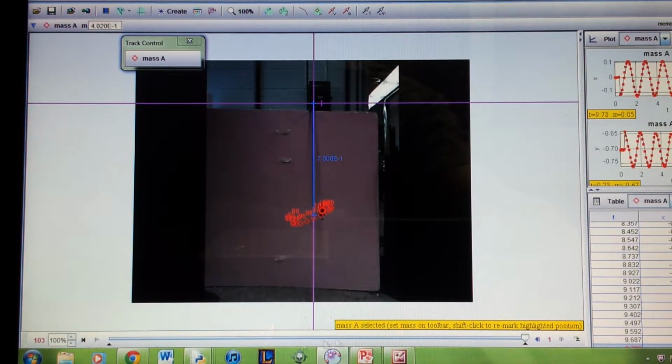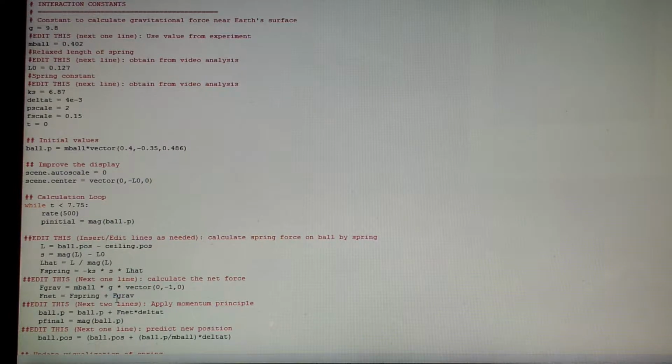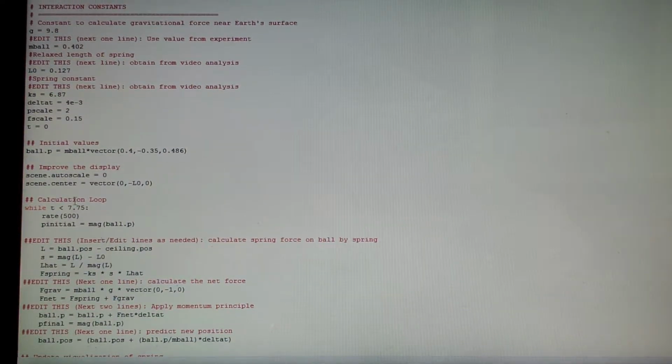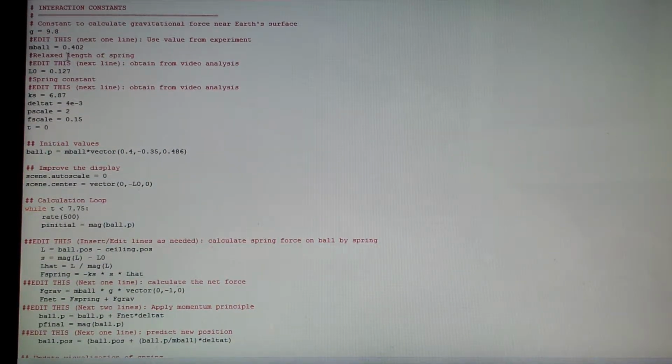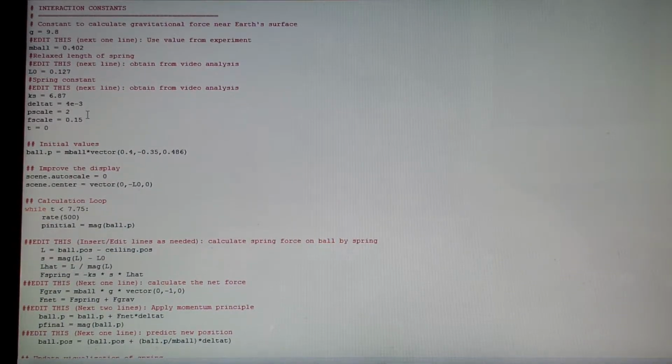I modeled this motion in VPython. I inserted all the necessary values, such as the mass of the ball, the relaxed length of the spring calculated from the video, and the spring constant, which was also calculated from the video. I then uncommented all the provided code so as to compare the model with my data.